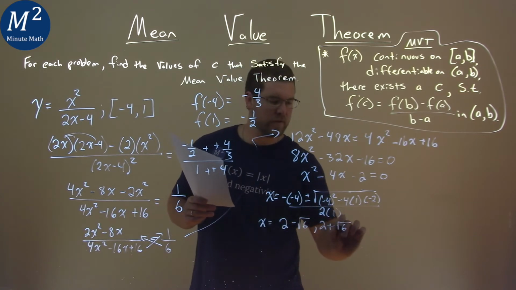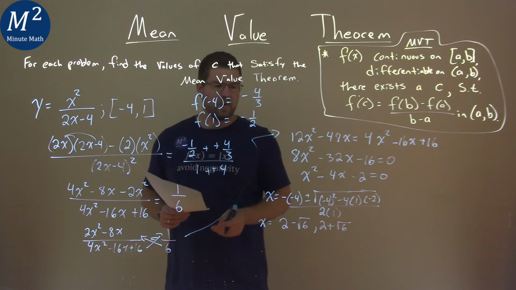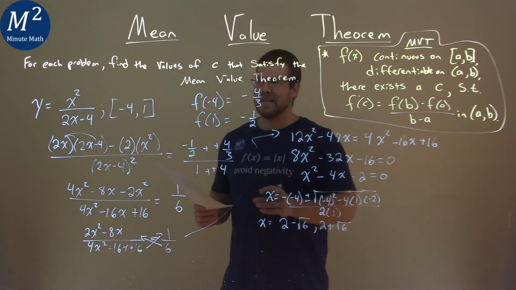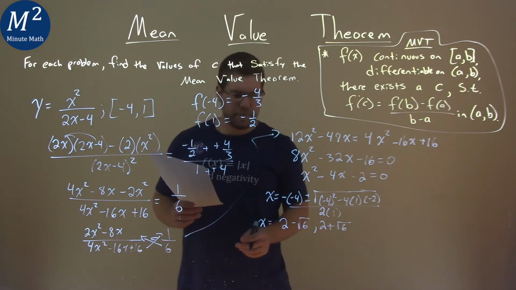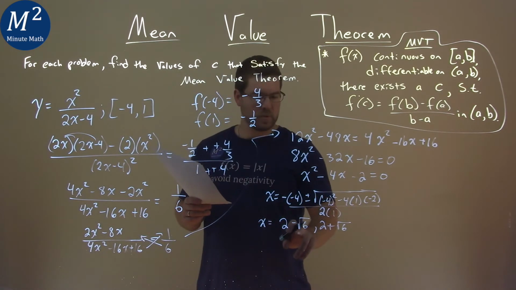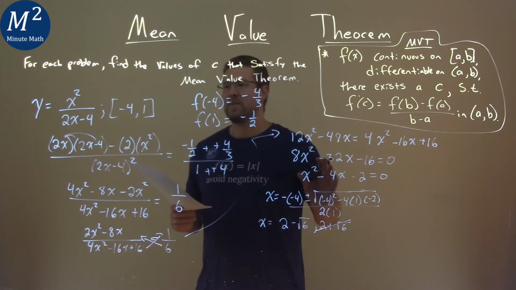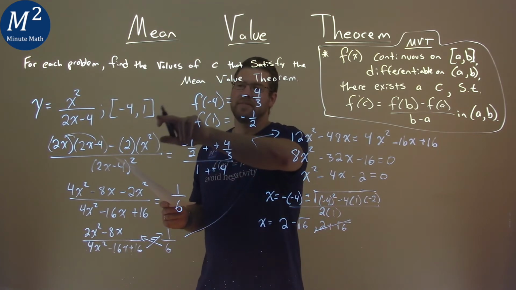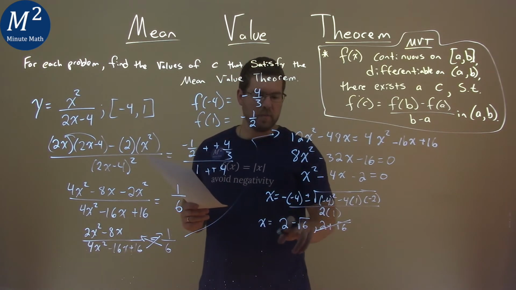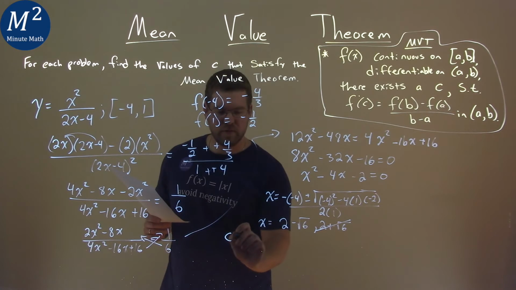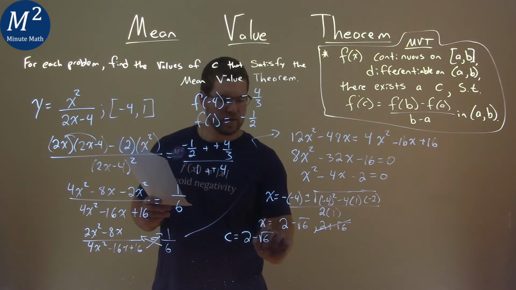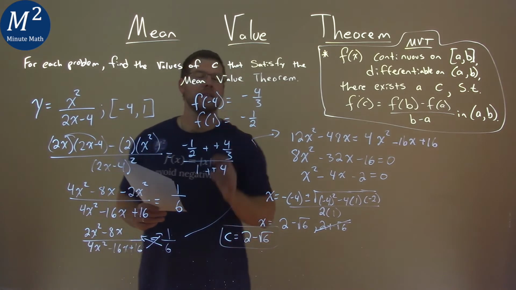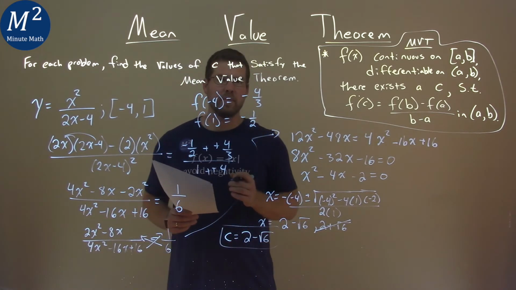And so only one of these is actually in our domain from -4 to 1, our interval there. And that is 2 minus square root of 6. 2 plus square root of 6 is outside, clearly. 2 is bigger than 1, right? So we have 2 minus square root of 6. And so the c value here, the only one that we can use, is equal to 2 minus square root of 6. And that is the c value that satisfies the mean value theorem.